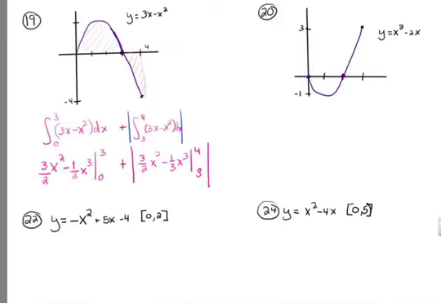I'm tired of this color, so let's do orange.